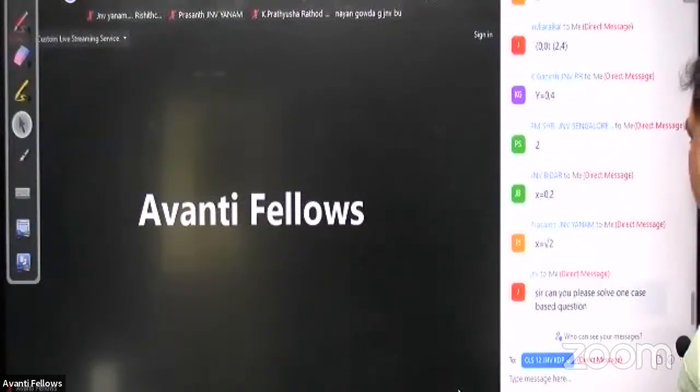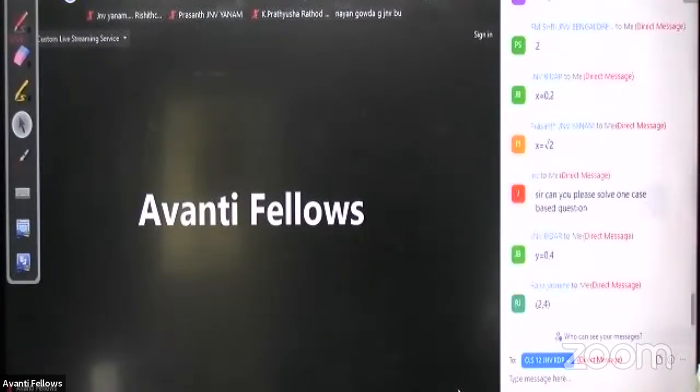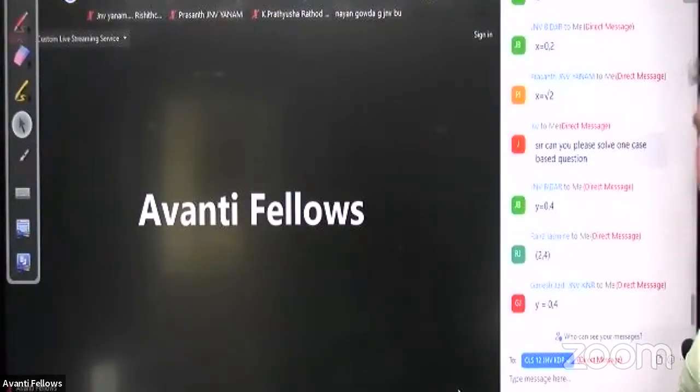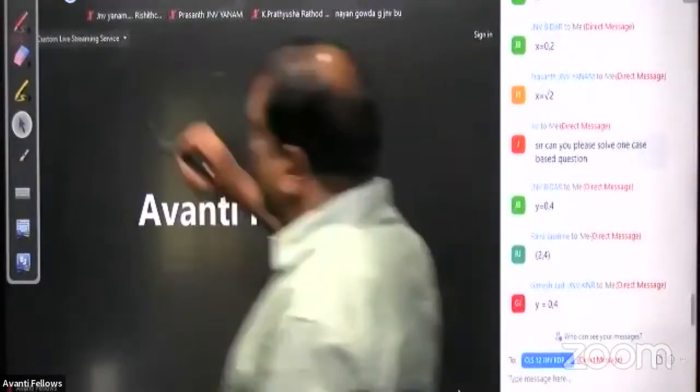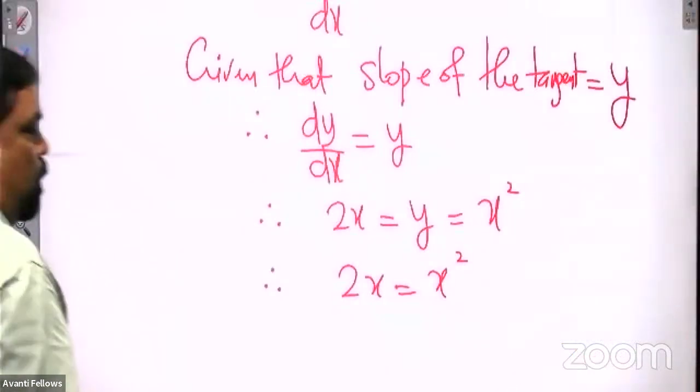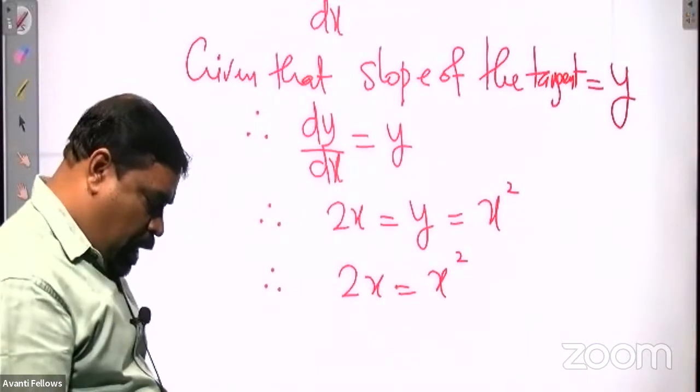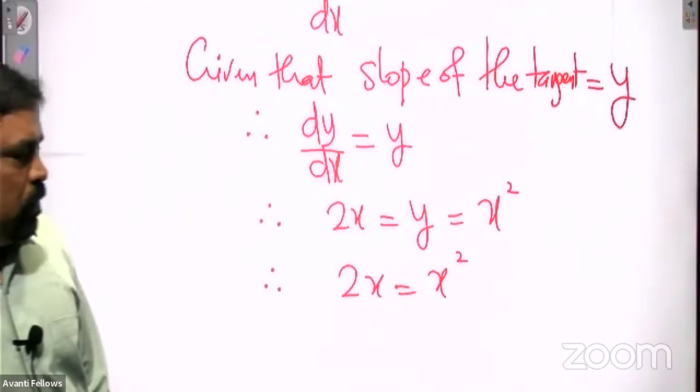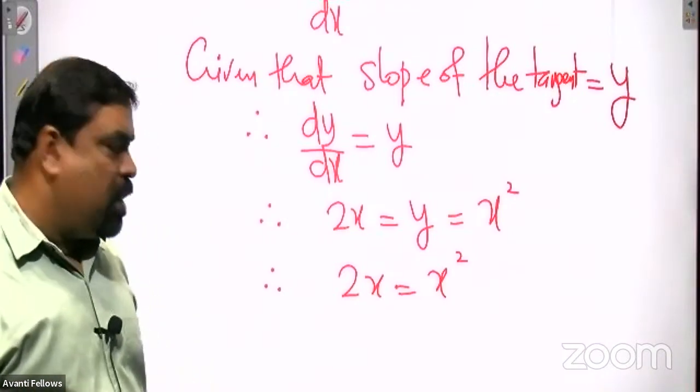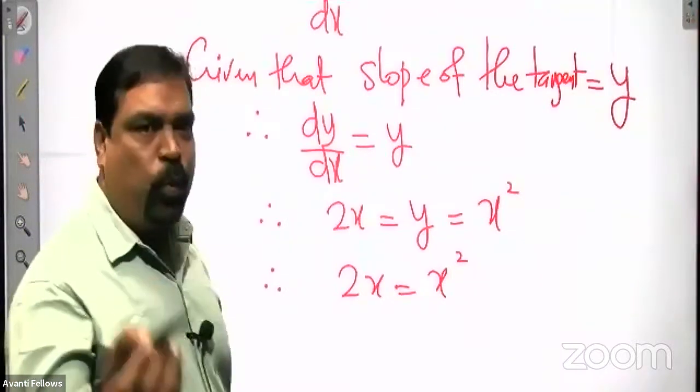Another comment: sir, can you please solve one case-based question? Okay, I will do it, don't worry. x equal root 2. The point is given as 2, 4. So different responses are coming. Anyway, good. Some people have got only x equal to 2, and some people have got the answer x equal to 0 and 2.